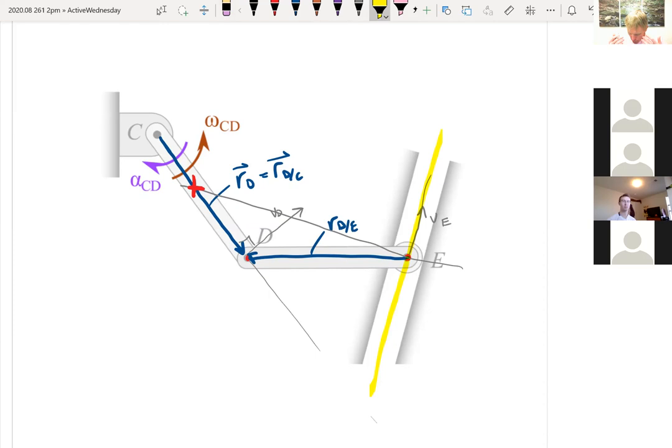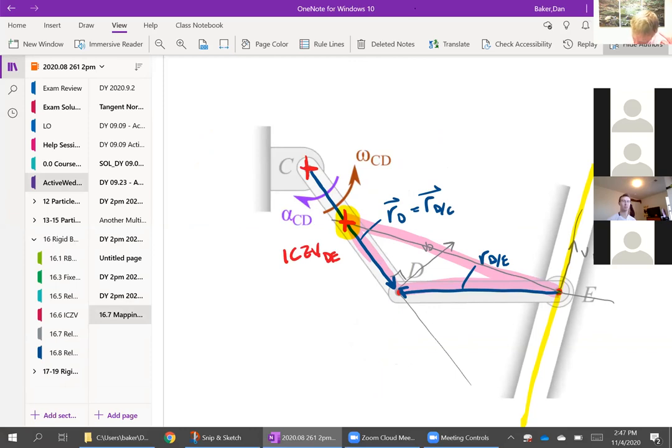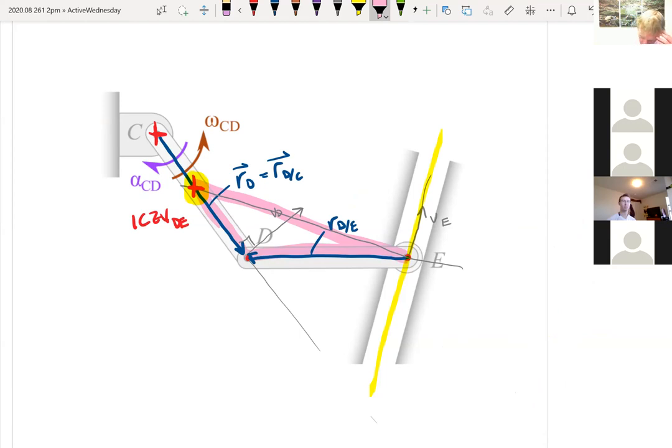Right. The way I used to look at these is I would look at D, think about the motion, and say, well, VE's got to be going up to the right. But using this ICZV, noting that this is the ICZV of body DE, and the ICZV for CD is that pin, once you find the ICZV, you can treat this pink triangle like a rigid body. So if point D is swinging around the ICZV in this direction, then point E also has to be swinging around in that same direction.